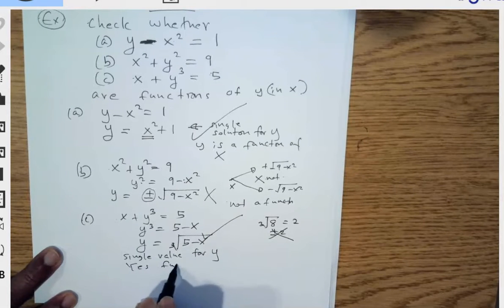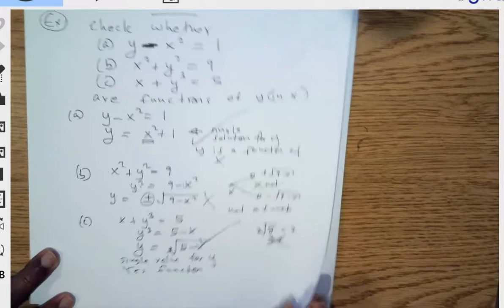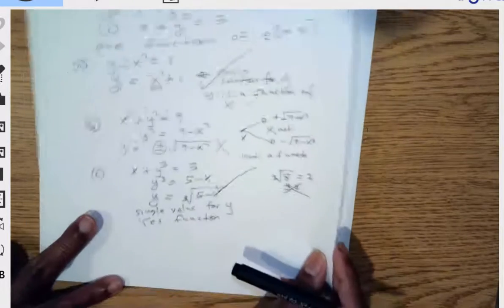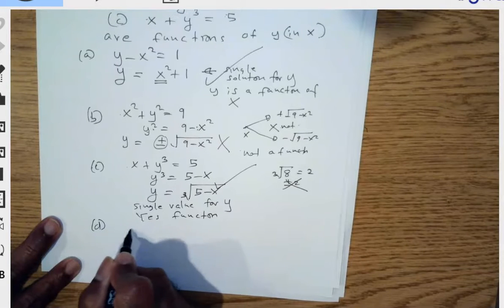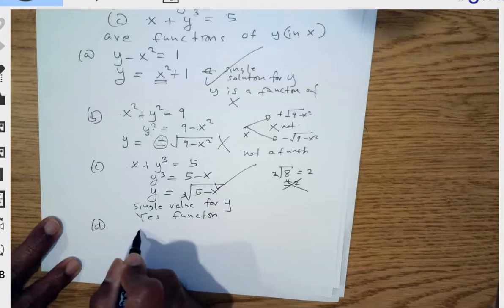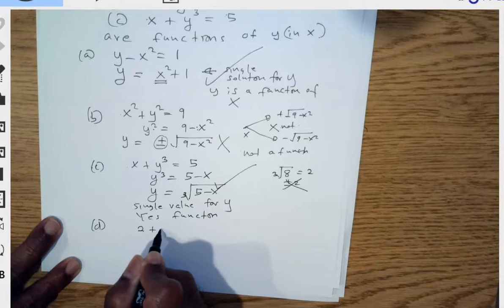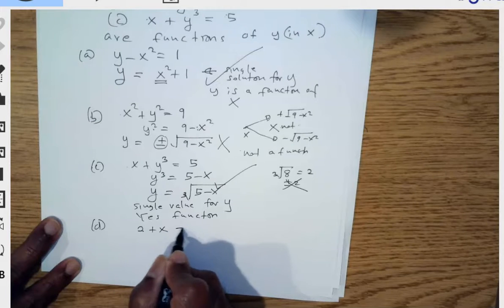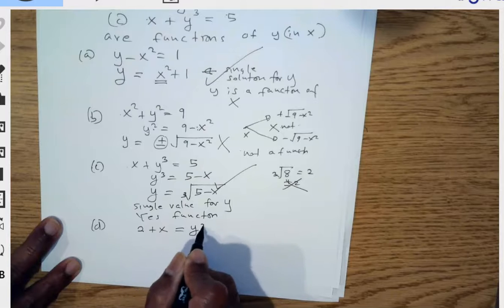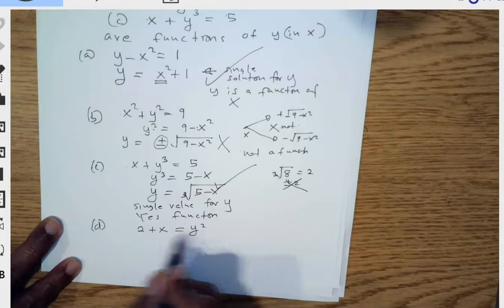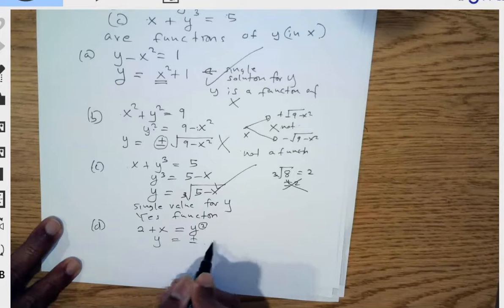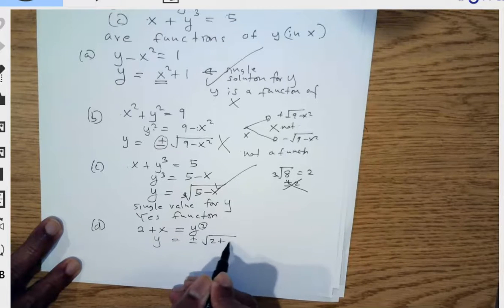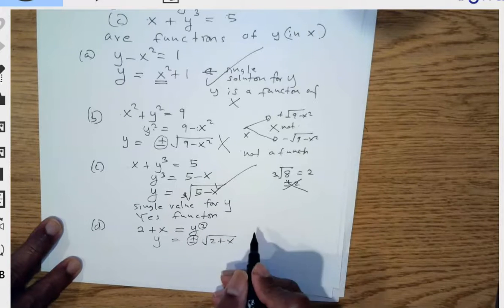Let me do one more example just to make sure that I get this right. I'll do a d part. Say you have 2 plus x equals y squared. If you want to solve for y, because you have a square, when you take the square root, you must have plus or minus the square root of 2 plus x. So once again, you get two solutions, and therefore this is not a function.